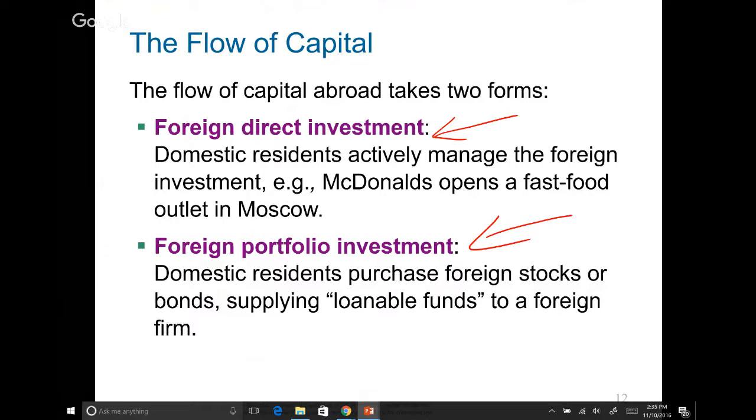Now, this foreign portfolio investment is also known as foreign indirect investment. So they mean the same thing. It just means that instead of actually buying an asset, you're buying ownership of the asset, so either a stock or a bond.